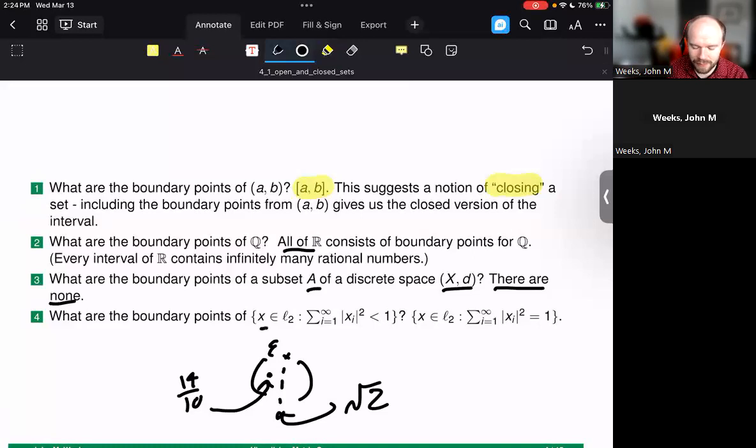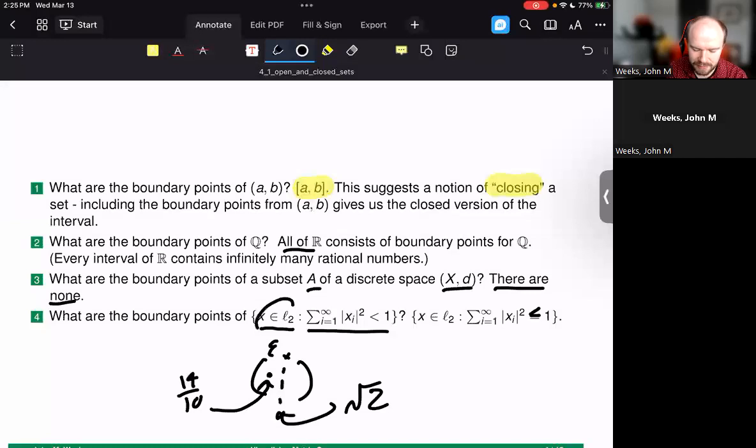What about this one? What about the boundary of all little L2 sequences such that the sum, as i goes from 1 to infinity, of the absolute value of x sub i squared is less than 1? Well, I should have written a less than or equal to here, so I'll go ahead and change that. This should be the set of all sequences x inside of little L2 such that this value is equal to 1. Let's talk a little bit about why.